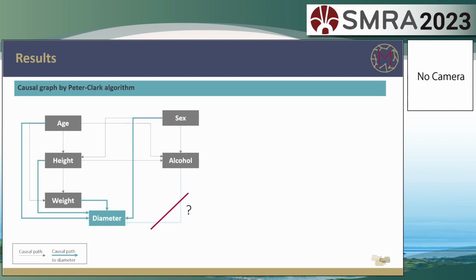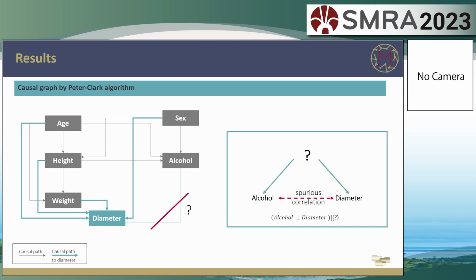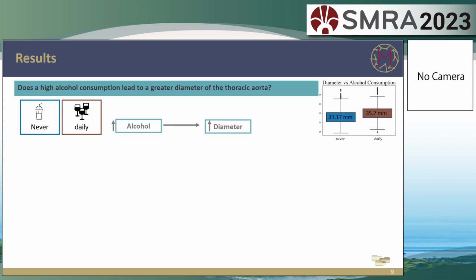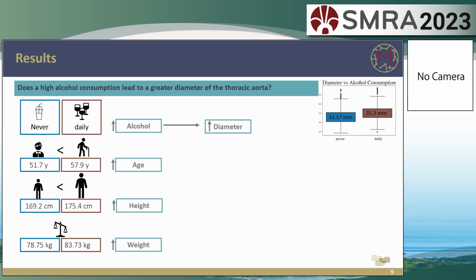So this seems to be a clear indication that there might be a spurious correlation between the alcohol consumption and the diameter size. And now to figure out why those two variables are actually independent, we checked on the single groups of alcohol consumption, and therefore I would like to share with you the findings between the group of drinking never and drinking daily. So what we could observe is that in our data set, people who drink alcohol daily are generally older, they are taller, and they are heavier.